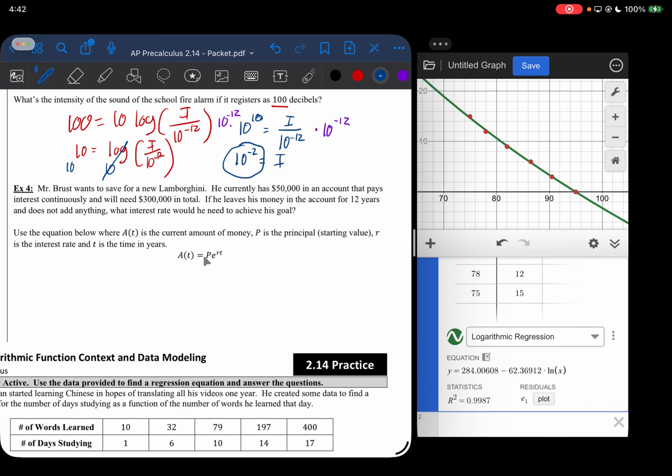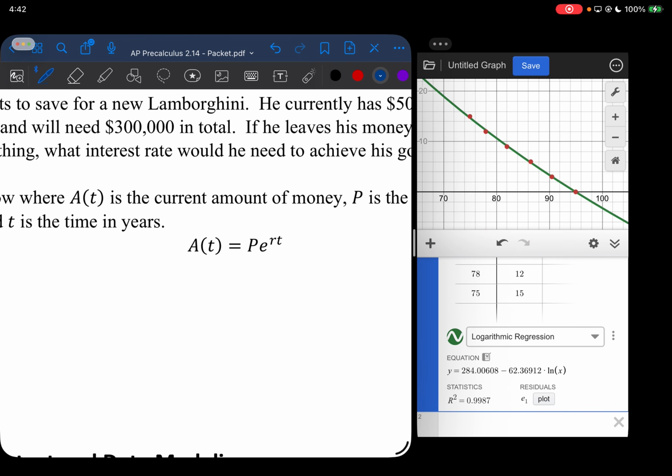So we'll use this equation. The amount A is going to be $300,000. The amount that he starts with is $50,000, and we have e to the 12r, because it's going to be in for 12 years. Sorry, not t, but r. And so it's the rate that we're solving for.